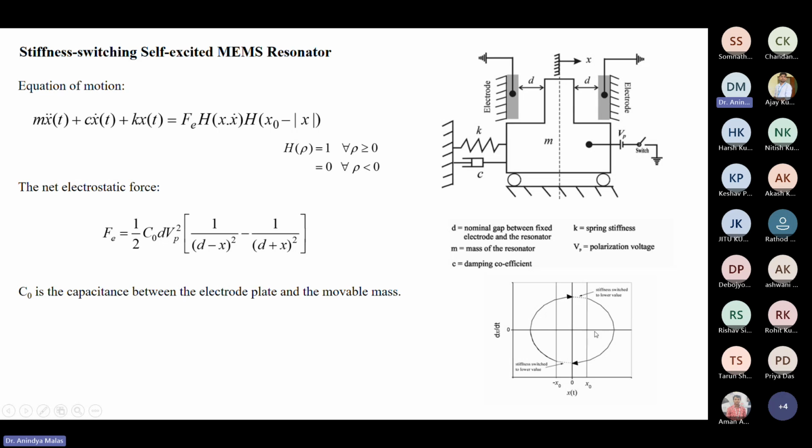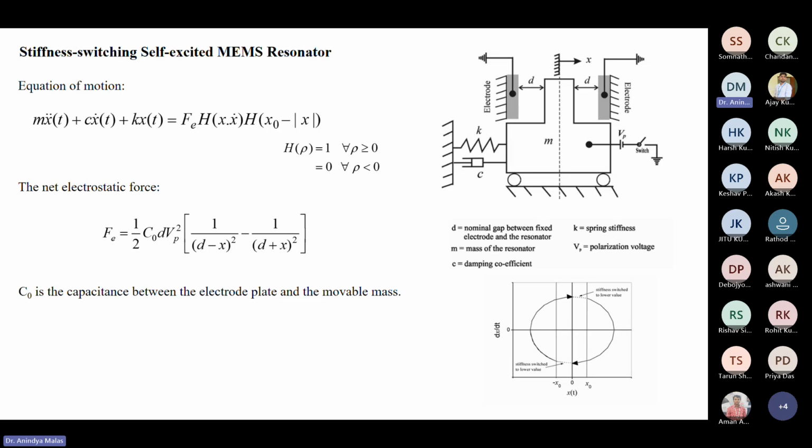You can see in the second figure that when x dot is less than 0 and x0 is less than the absolute value of x, then the stiffness of the system is lowered to a lower value, and otherwise the stiffness remains the stiffness of the system mass. Now we will see how the output of this system responds if we simulate and analyze it.